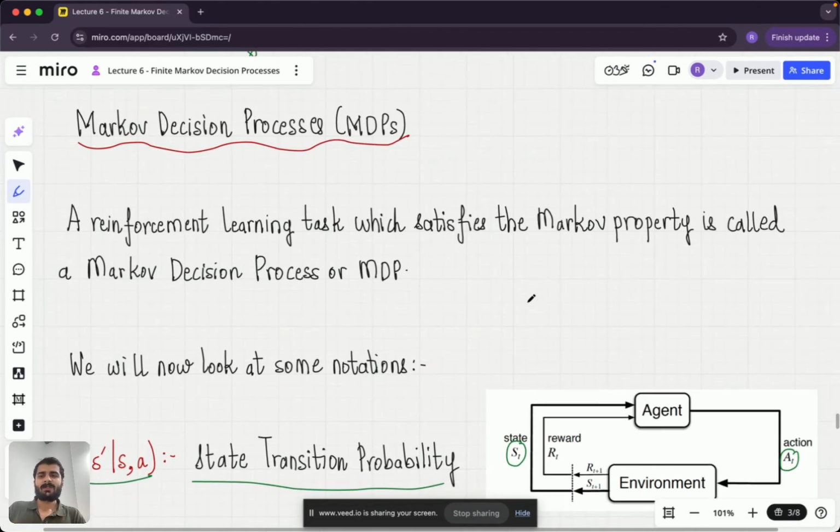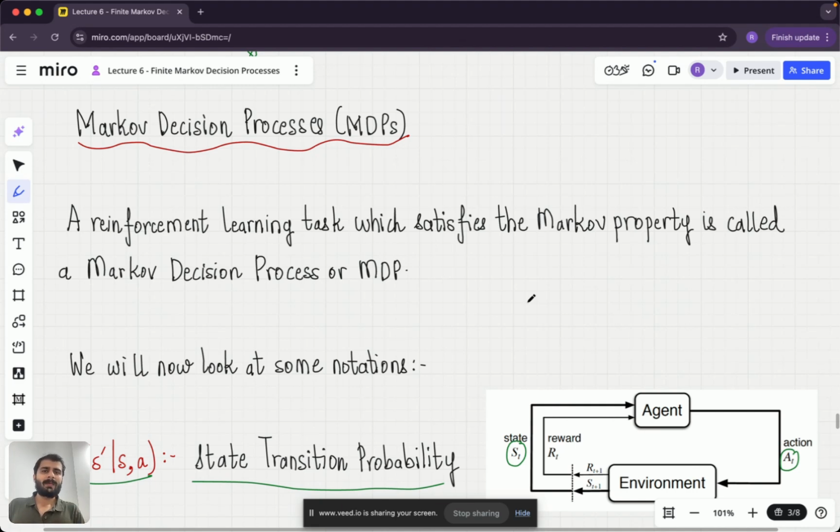Once we have understood the meaning of Markov property and the intuition of Markov property is clear, we can begin to understand Markov decision processes. A reinforcement learning task which satisfies the Markov property is called a Markov decision process, or an MDP.